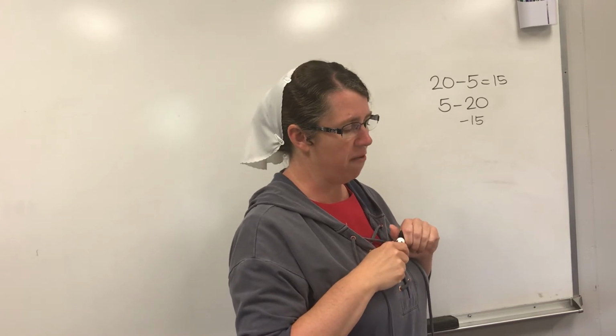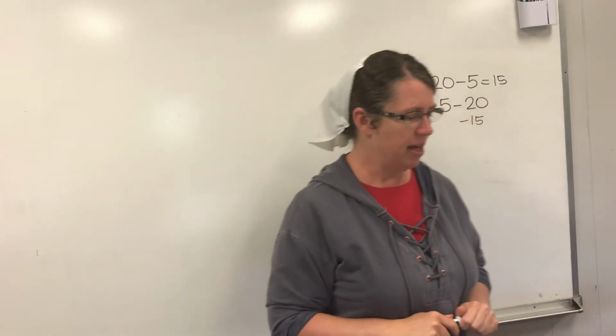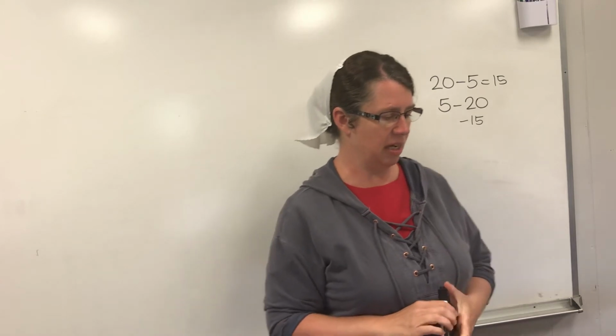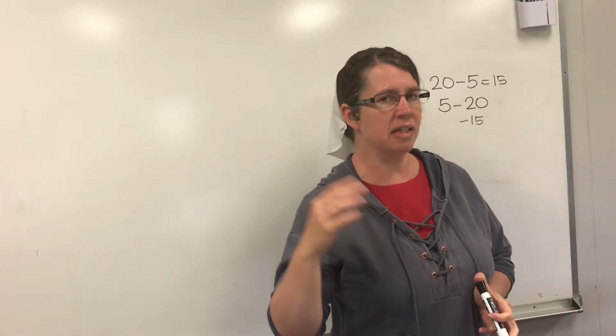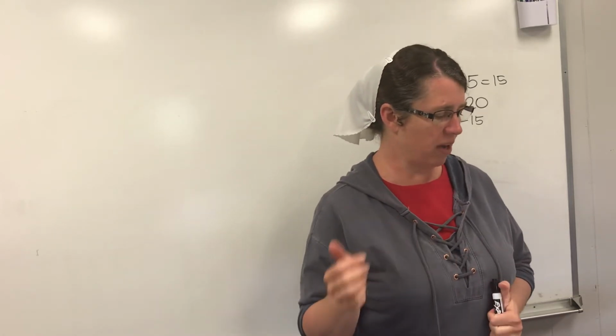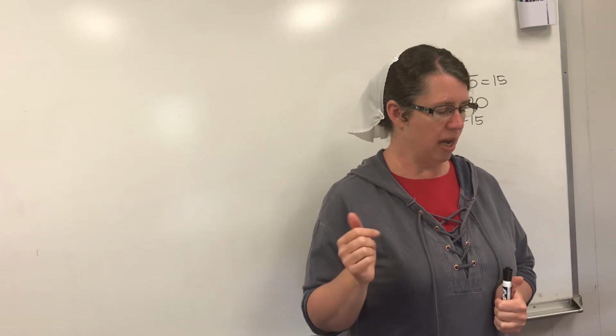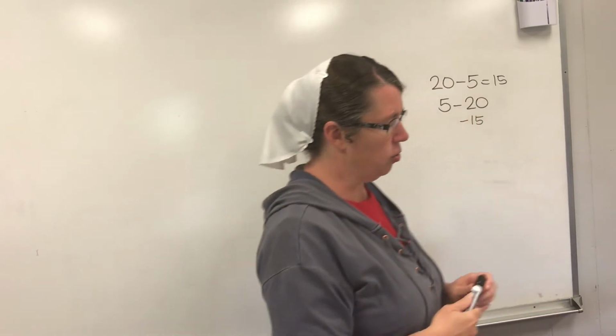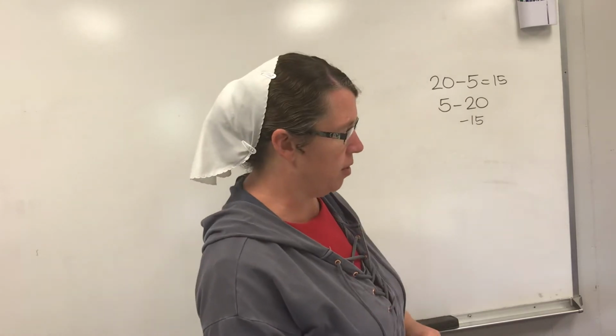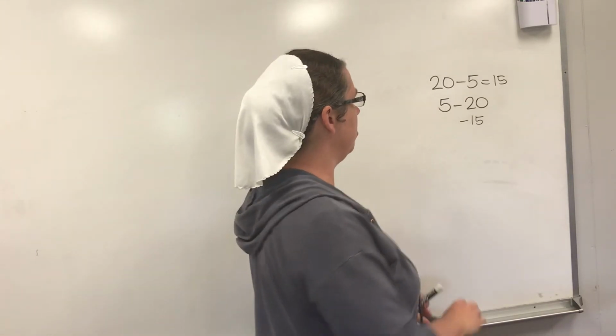10 reduced by 5 is 10, take away 5. 6 less than 15. So you have 15 and it's 6 less than that. 12 less than 3. You make sure your biggest number is in the front. 12 take away 3.